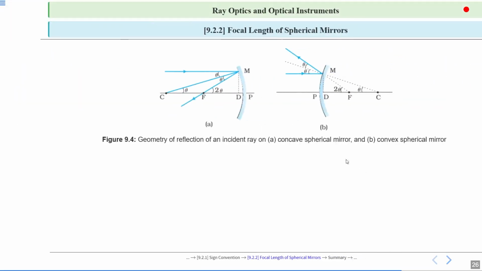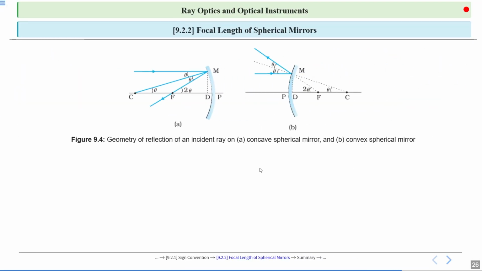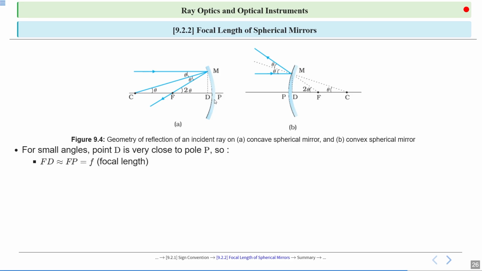For small angles, point D is very close to pole. Since we are using paraxial rays and angles are very small, this D is lying very close to P. So we can write FD as FP. FD is approximately equal to FP because D and P are very close to each other. And what is FP? It is the distance of focus from the pole, that is known as focal length, f.